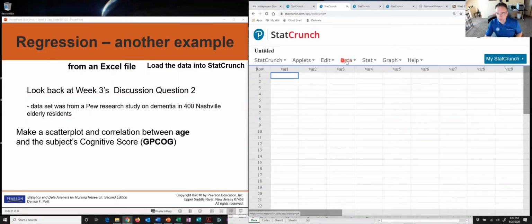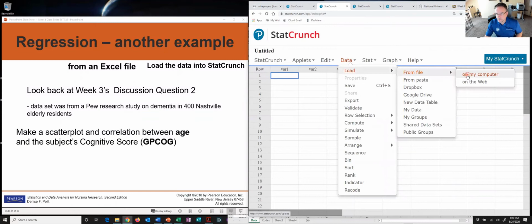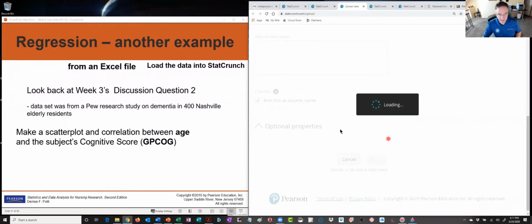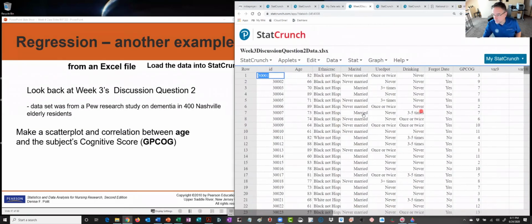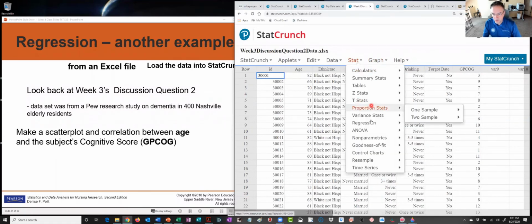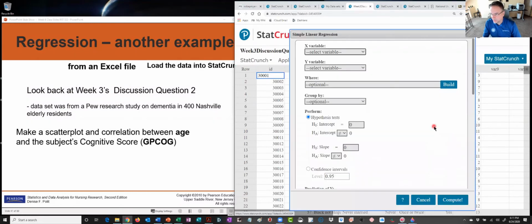So we typed one in. Let's do one from the file. Click upload. So this is one we worked on last week, and we're going to look at age and the cognitive score, GP, General Practitioner Cognitive Score, that we looked at last week. Week 2, we may have done that one. To look at age and cognitive score, again, we would hit the Stat tab, Regression, Simple Linear. We're assuming we're going to have a linear outcome here.